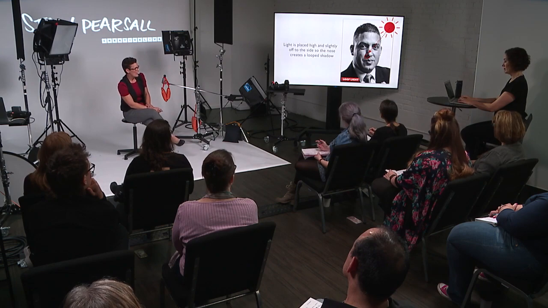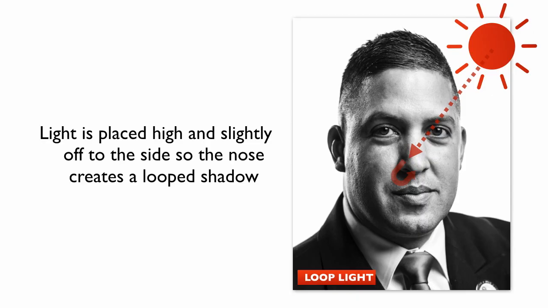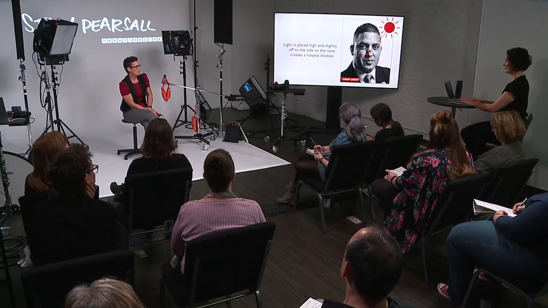So the last classic we're going to talk about is loupe. Loupe is my lazy Rembrandt. Loupe light basically means it's not connected. That shadow of the nose is not connected into the cheek shadow on the opposite side of the light. It's also pretty commonly used.